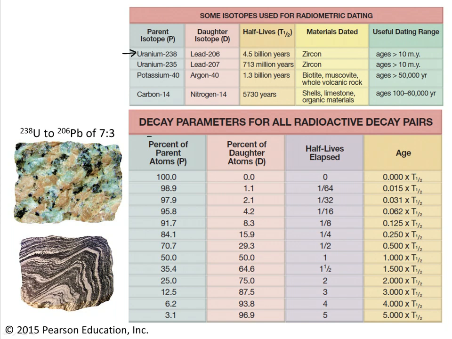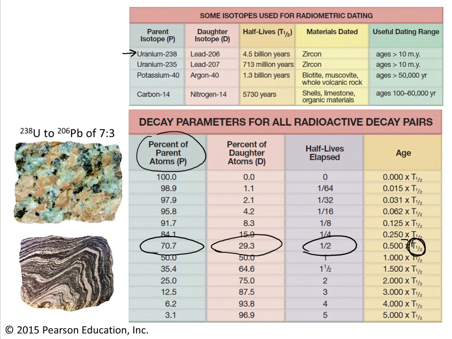So if you look at this chart, the percent of parent isotopes, and come down here and look for something that is close to 7, 70.7% comes pretty close, and 29.3% daughter is pretty close to 3/10. So that indicates that half of a half-life has taken place. So in other words, not even one full half-life. And the way we would calculate the age is to multiply the half-life of that isotope by 0.5.